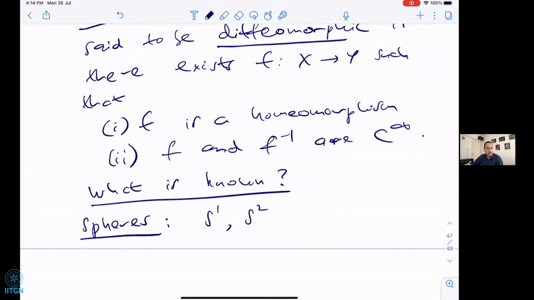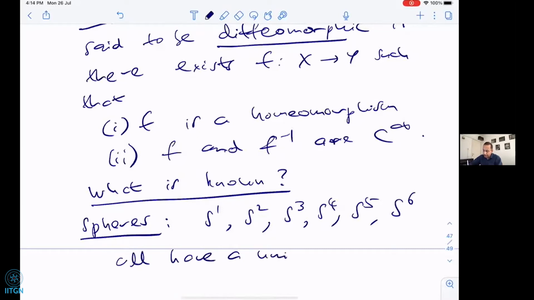Two sphere is the surface of a sphere. S3 is a three sphere. That's not so easy to visualize, but basically it's an equation in four-dimensional Euclidean space. You can think of it that way, of the set of points at fixed distance from some origin. And like this, S4, S5, and S6, okay, all have a unique differentiable structure.